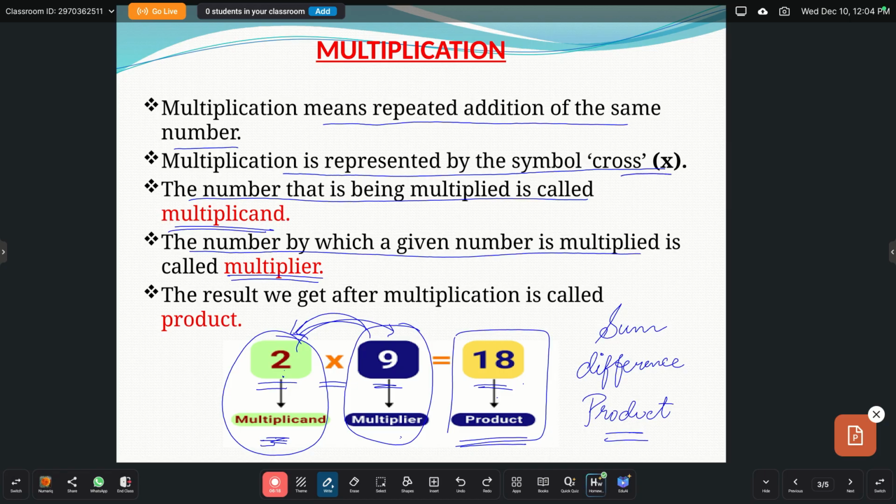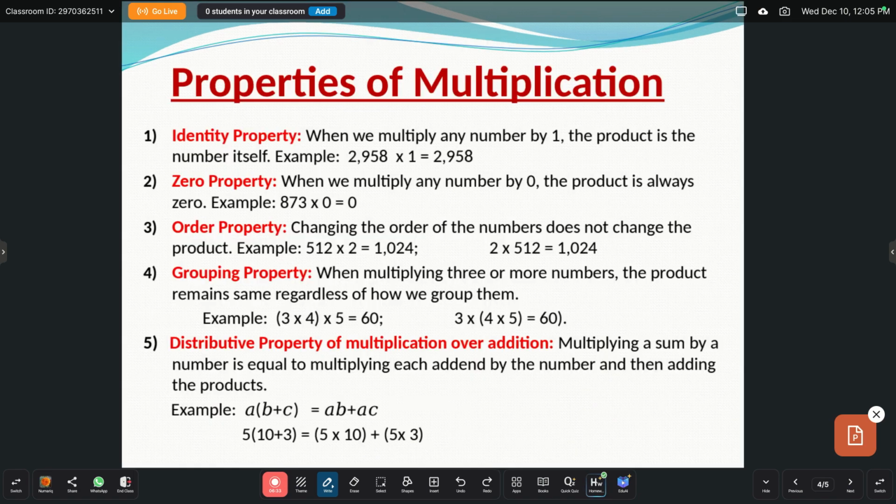Multiplication is represented by the symbol cross. The number that is being multiplied is called multiplicand. The number by which we multiply is called multiplier. And the result that we get after multiplication is known as product. Let's discuss now the properties of multiplication.